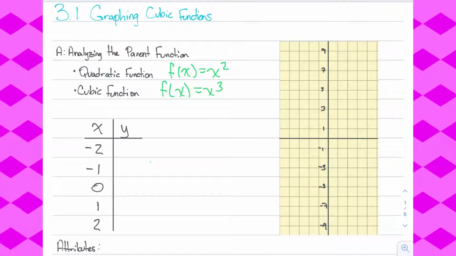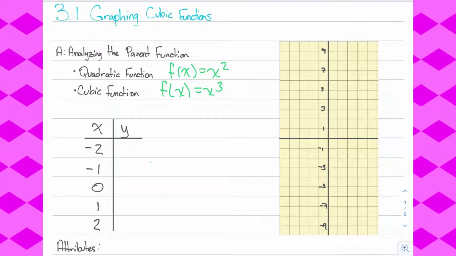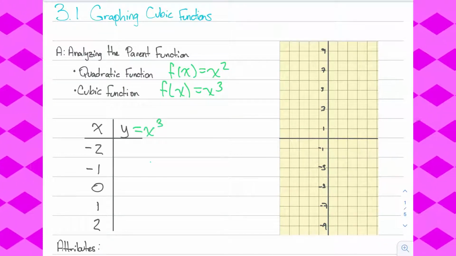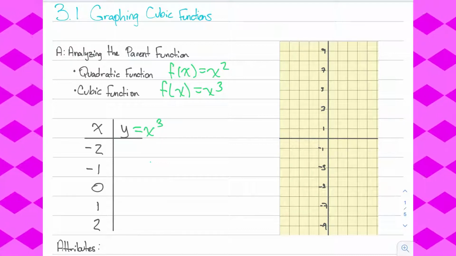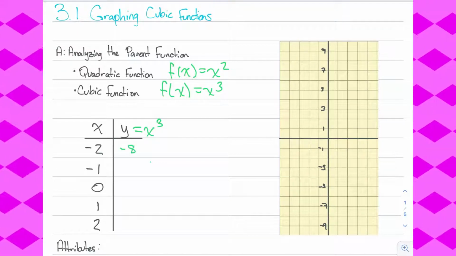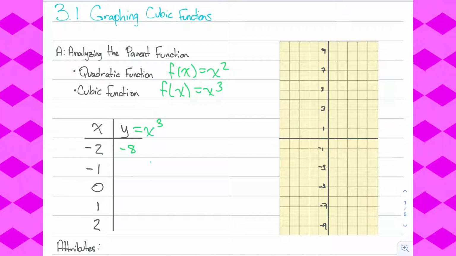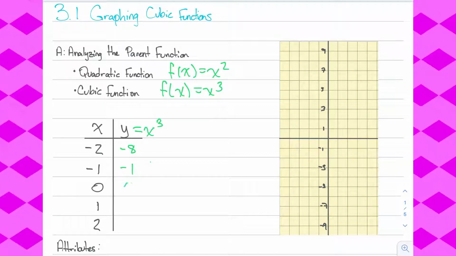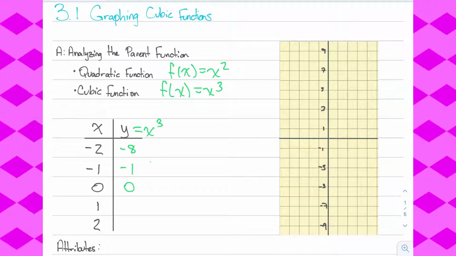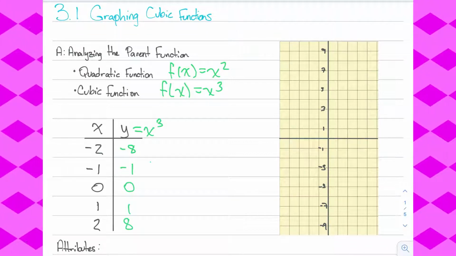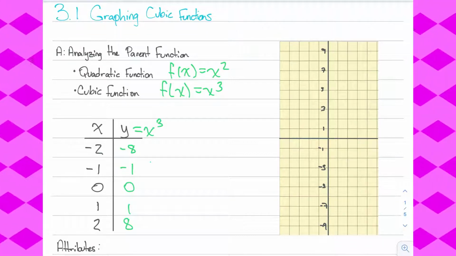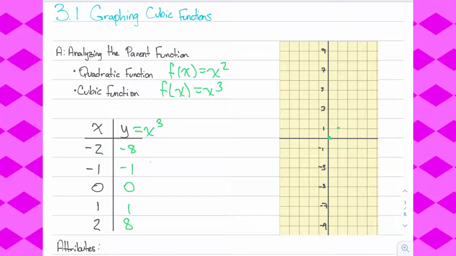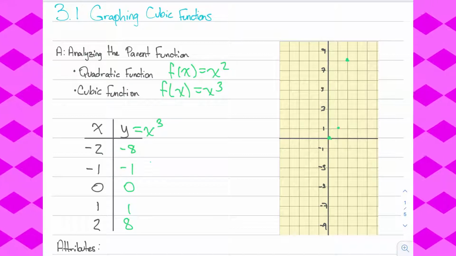We're just going to take a number and multiply it by itself 3 times. I've got some smallish numbers, relatively easy to find. So when we plug in x, we'll just take it to the third power. Negative 2 times negative 2 times negative 2 is negative 8. Negative 1 cubed is negative 1. 0 cubed is 0. 1 cubed is 1. 2 cubed is 8. So now that we have a couple of points, let's plot them and see what shape we get. 0, 0, 1, 1, and then 2, 8.